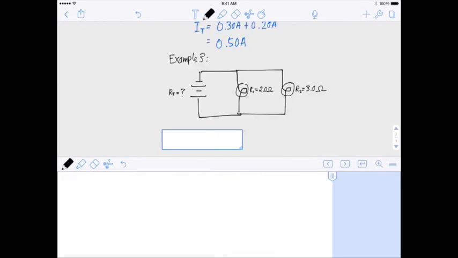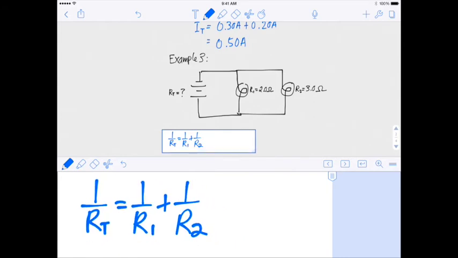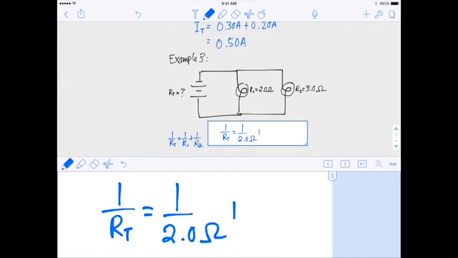In example 3, this is the most difficult. It's finding resistance in a parallel circuit. So we're given 2 individual resistances and we want to solve the total resistance. The equation that we're given for parallel circuit says that 1 over total resistance is equal to 1 over R1 plus 1 over R2. So if we sub in what we know, 1 over total resistance is equal to 1 over 2 ohms plus 1 over 3 ohms.